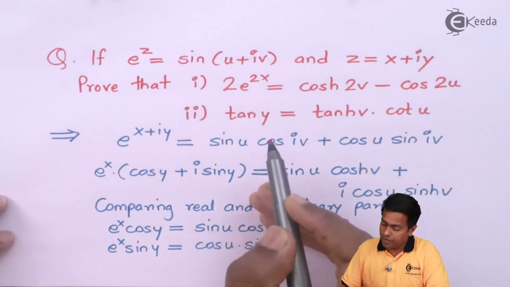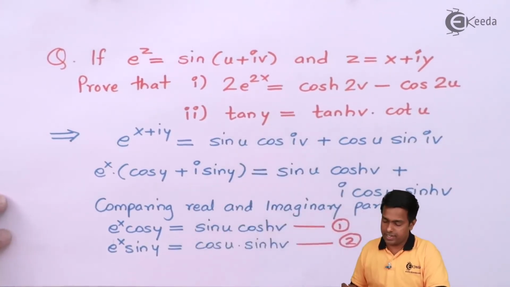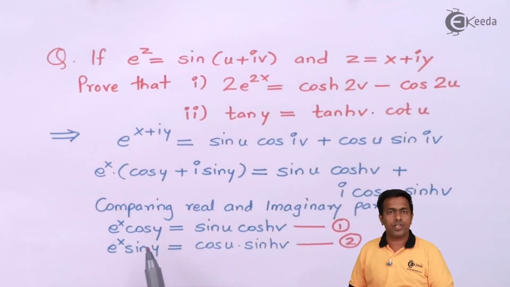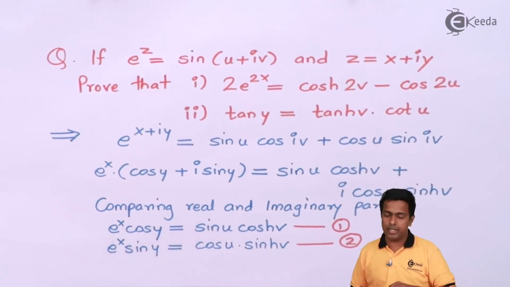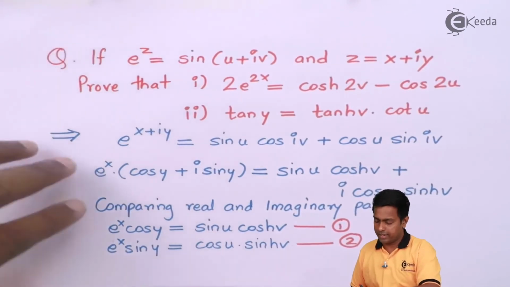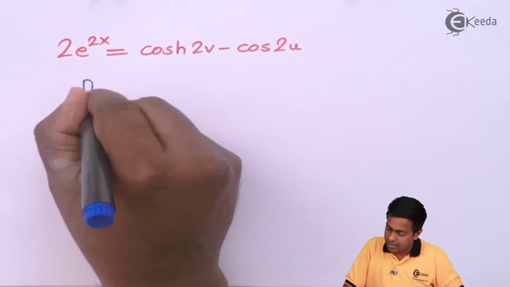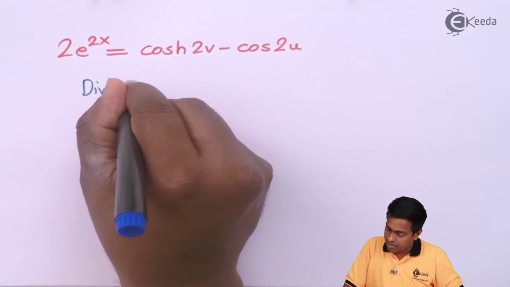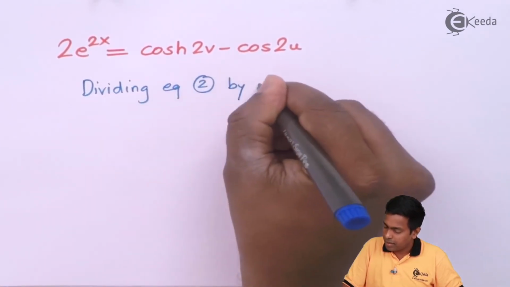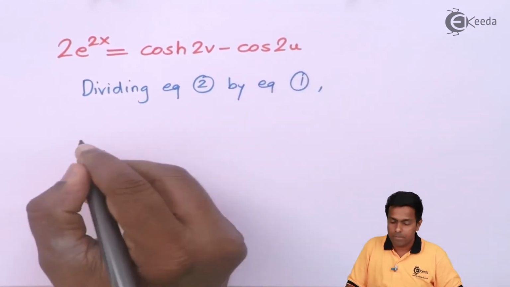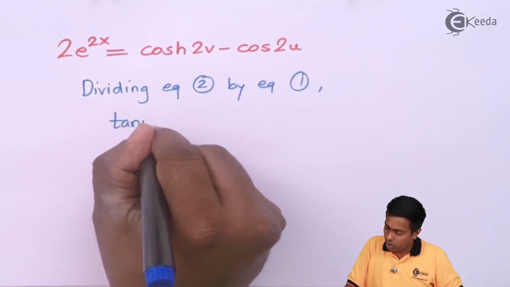So in the second result, we want tan y on the left hand side. So guys, let's observe these two equations. To get tan y, we can divide equation number 2 with equation number 1. So e to the power x and e to the power x will be cancelled. Sin y upon cos y will be tan y. So here I'll say dividing equation number 2 by equation number 1, we will get tan y on the left hand side.